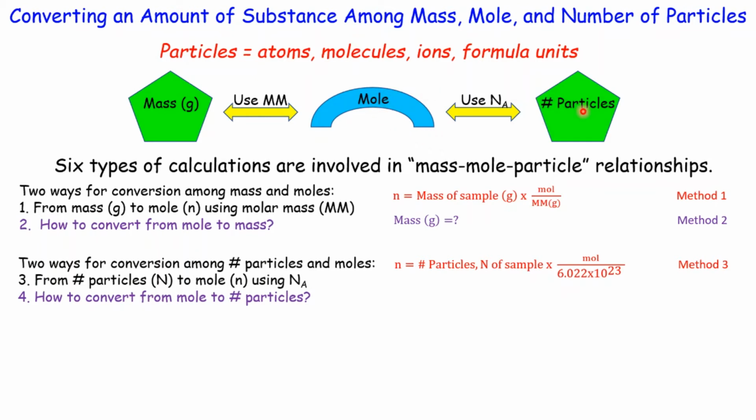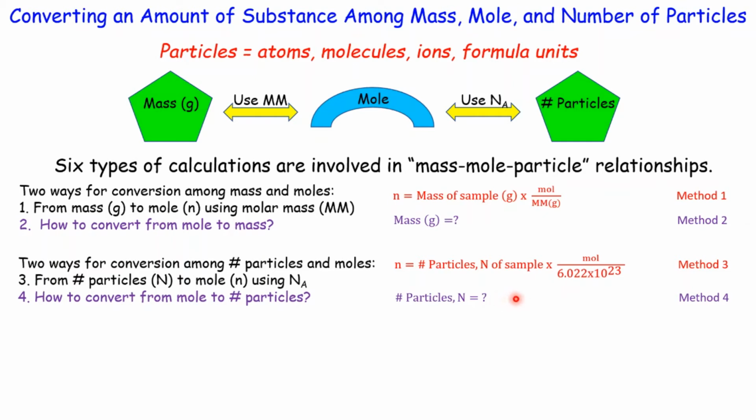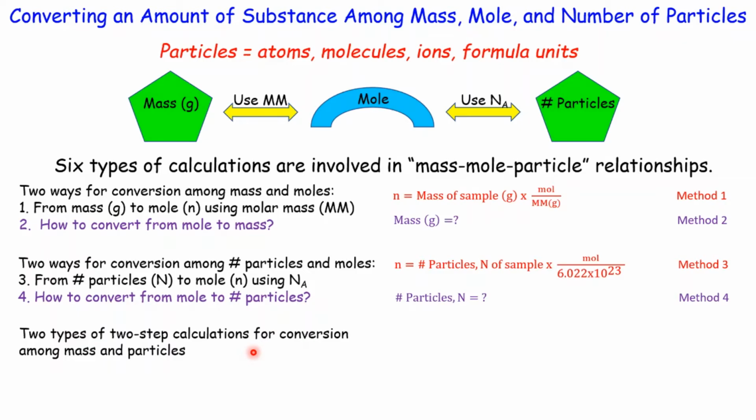And then you can do the opposite calculation from mole to particles. All right? So from mole to particles. Again, I want you to write the equation for calculating from mole to particles. That will be method 4. You will use Avogadro number as a conversion factor, but you cannot use this conversion factor. You have to use the reciprocal.